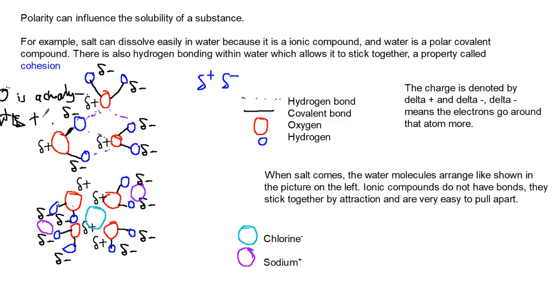So the chlorine actually gets attracted to the hydrogen because the chlorine is negative and the hydrogens are positive, because the electrons don't go around them as often. And the sodiums are attracted to the oxygens, and this allows water to break these guys apart, right?